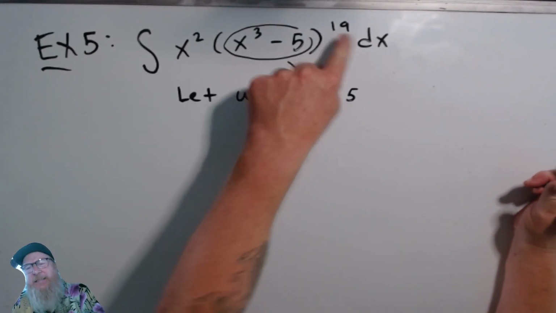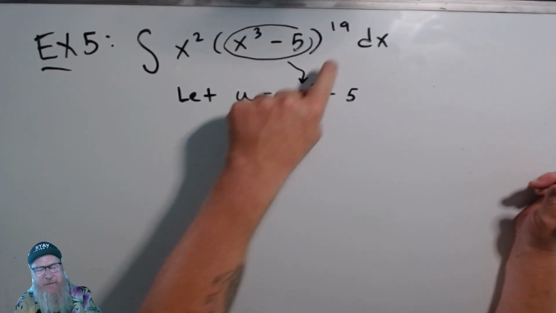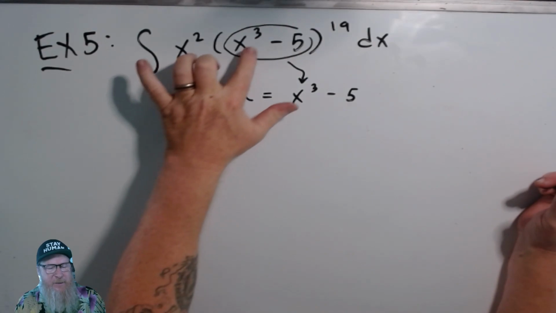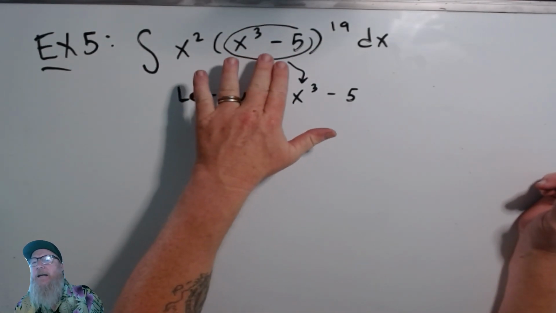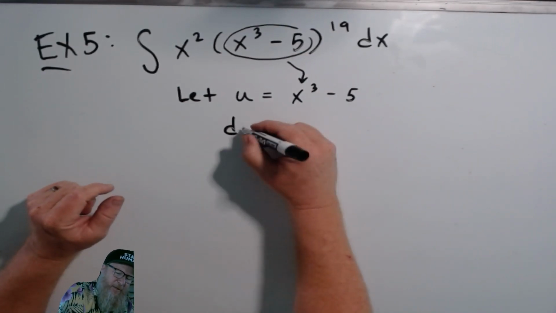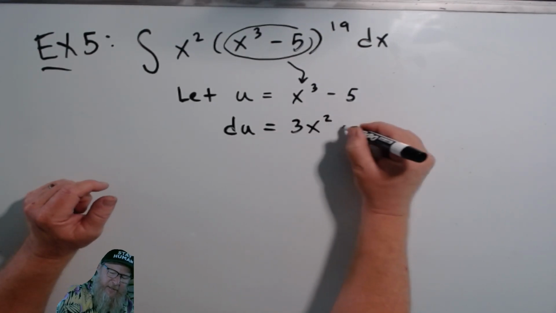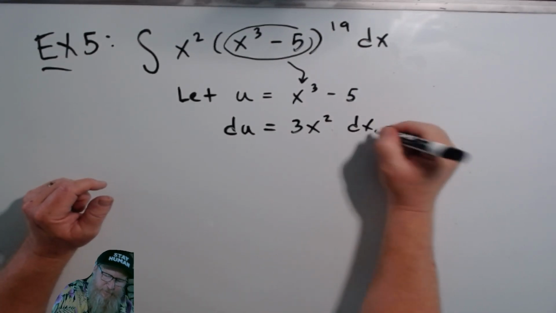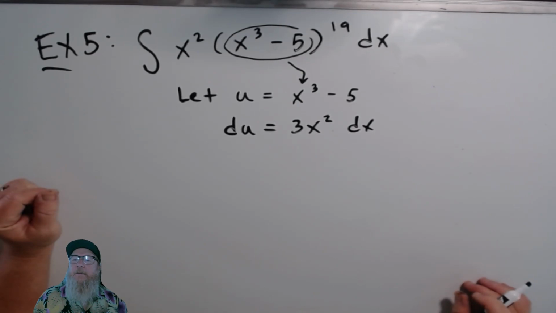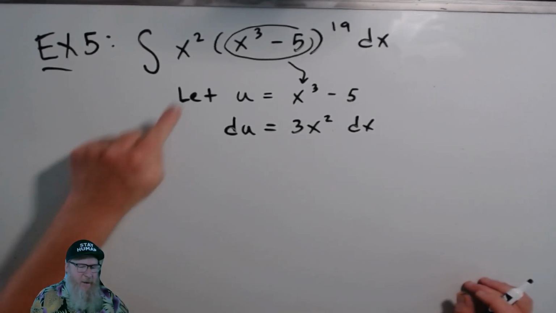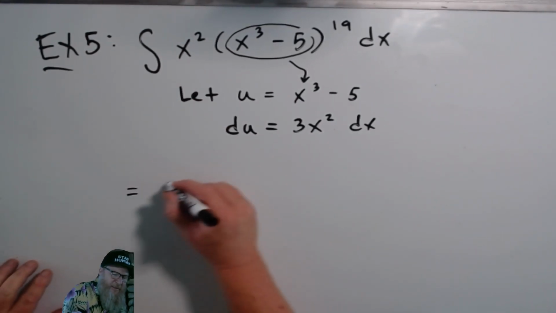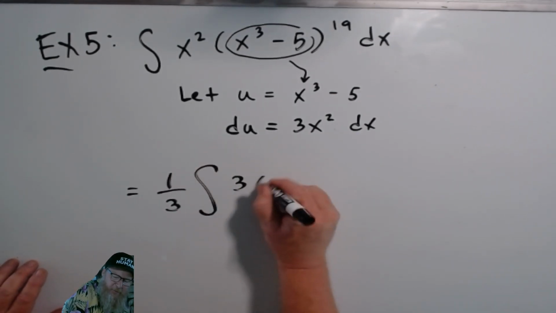You can't let it be the 19 because that's not on the inside. The 19 doesn't even have an x. It's not x to the 19th. It's (x cubed minus 5) to the 19th. So we're trying to keep the 19 but get rid of the x cubed minus 5. And then we get du is 3x squared minus 0, so I won't write that. Just write 3x squared dx. All right, we've got the x squared, but we don't have the 3. So we put 1/3 and then 3x squared.